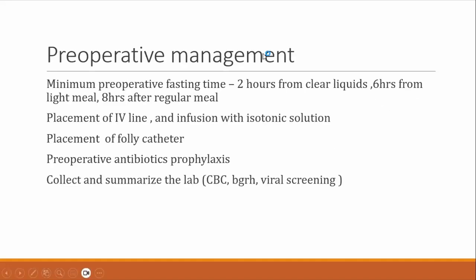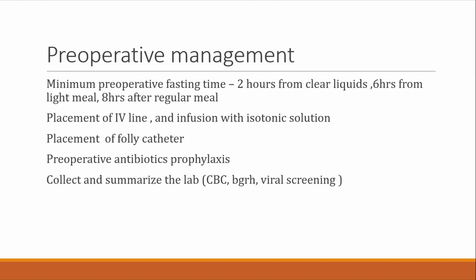So what things are considered as preoperative management before the cesarean section? As you all know, cesarean section can be urgent most of the time, because we are doing more than 70-75% emergency cesarean sections, category 1 and category 2. But if we have time, it's recommended to have 2 hours from clear liquid or 6 hours from a light meal, and there should be placement of the IV line and infusion with isotonic solutions preparation.